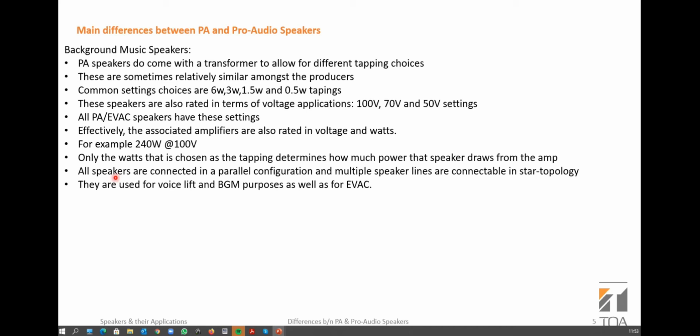It doesn't care what happens to the rest. It says, I only want 1 watt. The next speaker will grab 1 watt. The next speaker will grab 1 watt. The next speaker, until the last speaker.